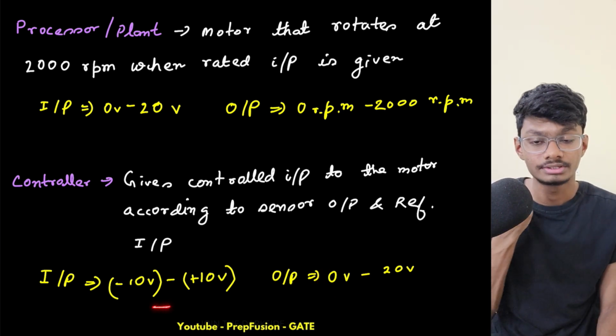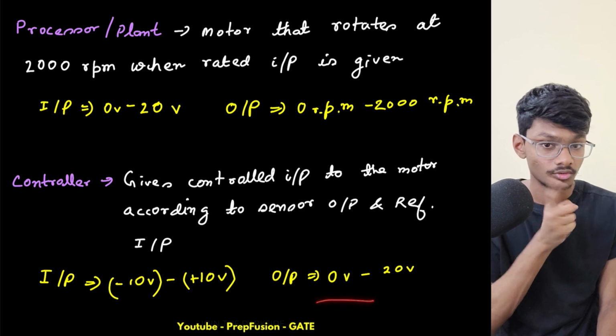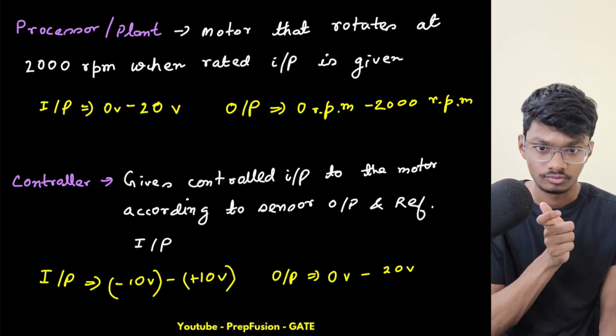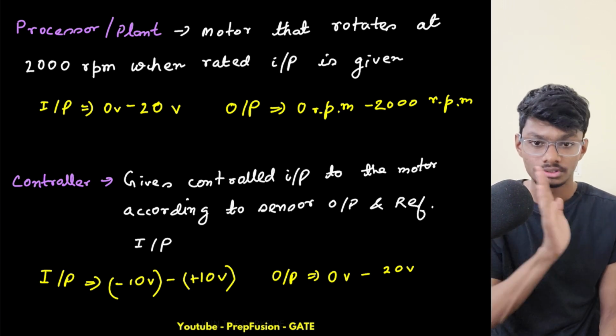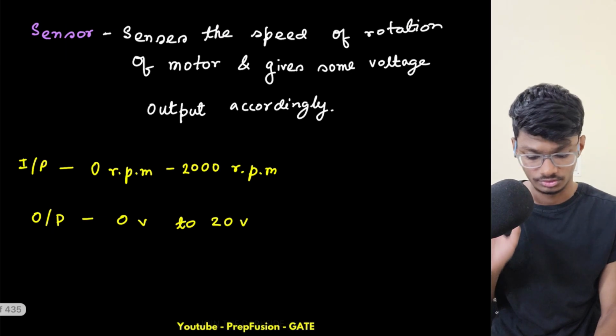If I am giving it 0 volt inside the controller, the output isn't 0 volts, it is 10 volts. So do keep that in mind. The controller output isn't 0 when my input is 0 volts to the controller. So this is one thing.